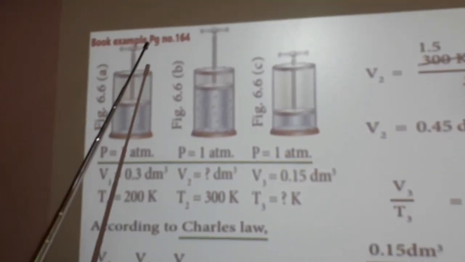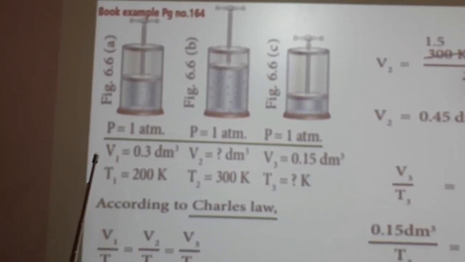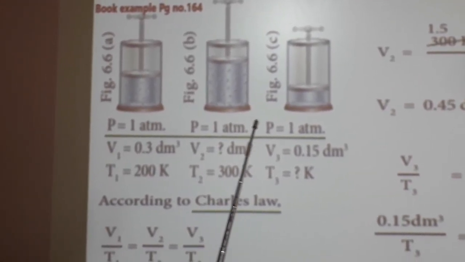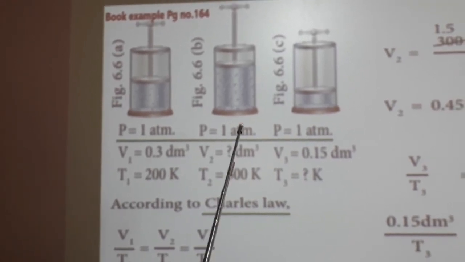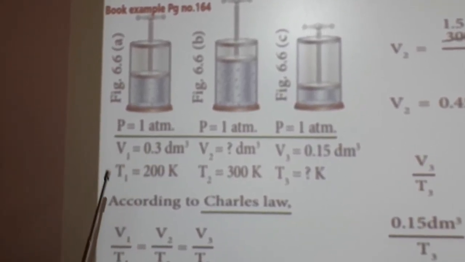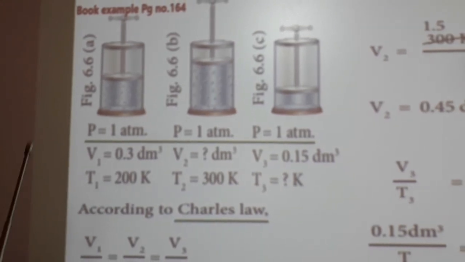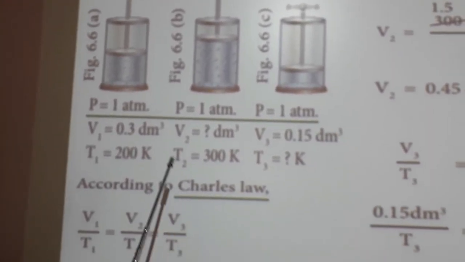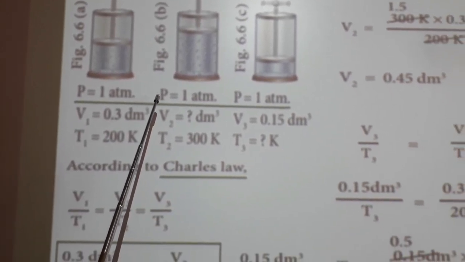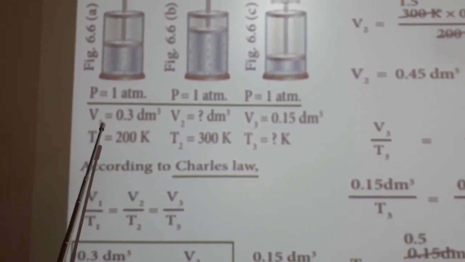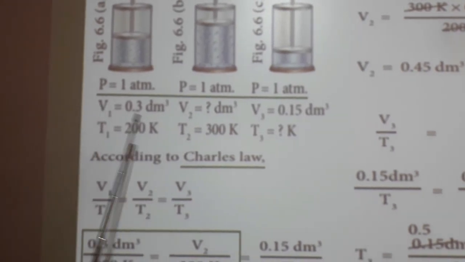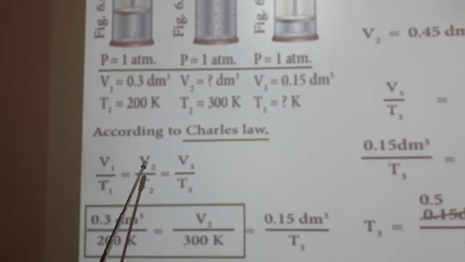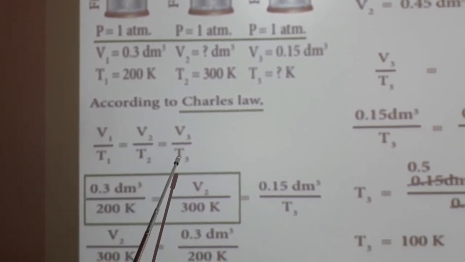It is a book example, page number 164. See the data. In the diagram, the pressure is 1 atmosphere and 1 atmosphere. So here the pressure is constant. The volume and temperature alone are going to change. Changeable means it is according to the Charles law. In Charles law, pressure is constant and volume is directly proportional to temperature. So based on this Charles law, we get the equation V1 by T1 is equal to V2 by T2 is equal to V3 by T3.